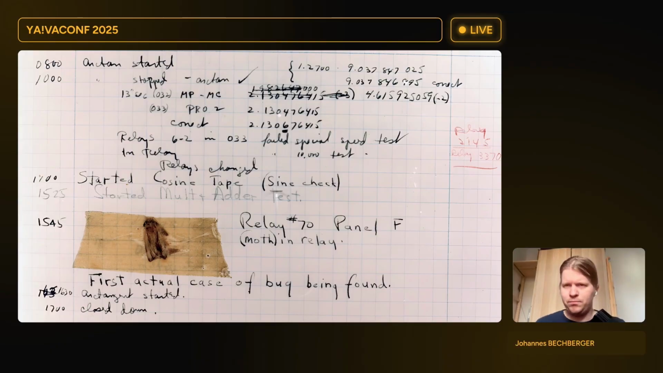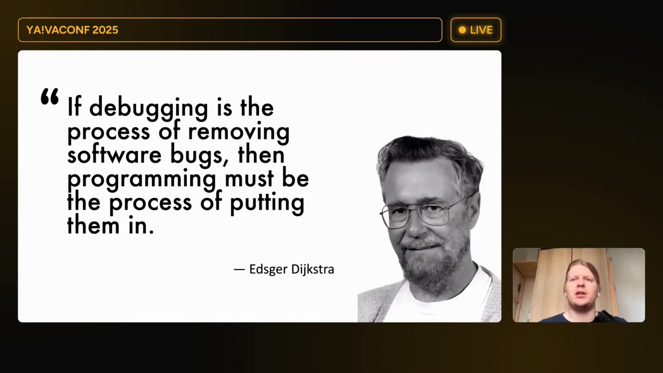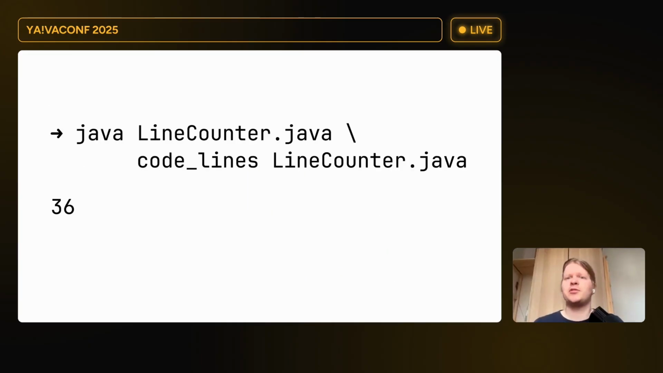So you see here, but nowadays we don't usually use the word moth for whatever reason, but we use the word bug, and usually we don't care about relays, but about programs. And to quote Edsger Dijkstra, if debugging is the process of removing software bugs, then programming must surely be the process of putting them in, and we're doing lots of programming, so we're doing lots of debugging probably.